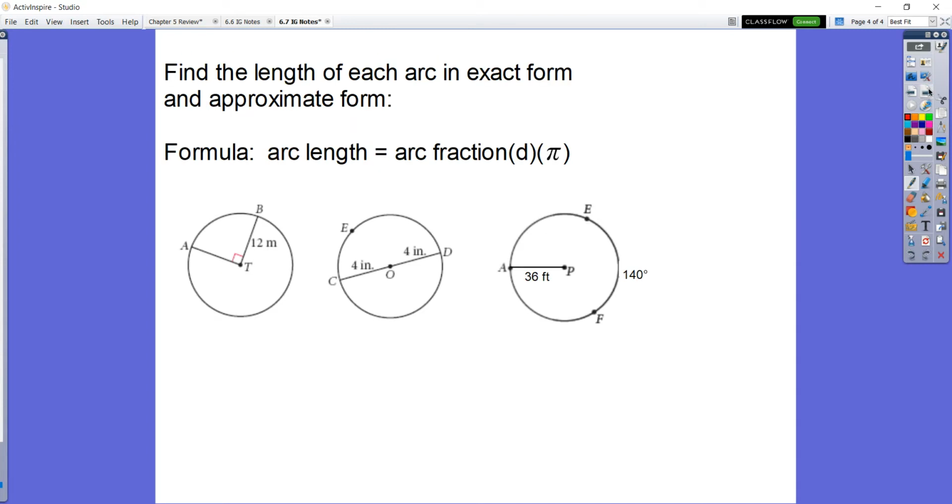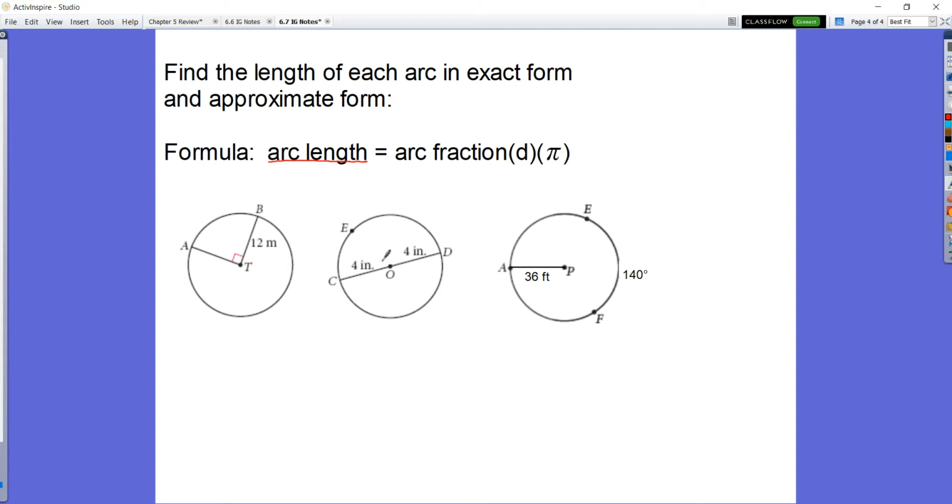Okay, so once we get our fractions, here's our formula to find the arc length. We take the fraction that we got and multiply that by the diameter, and then we multiply that by pi. So we're going to multiply by diameter, multiply by pi. Let's get our fractions down.